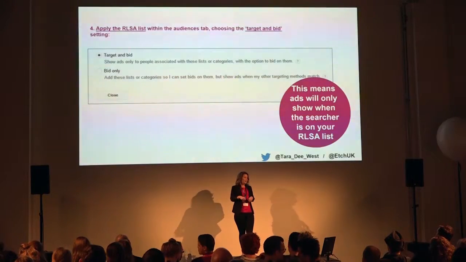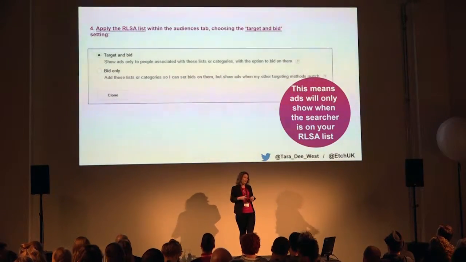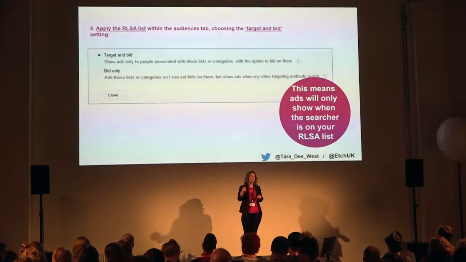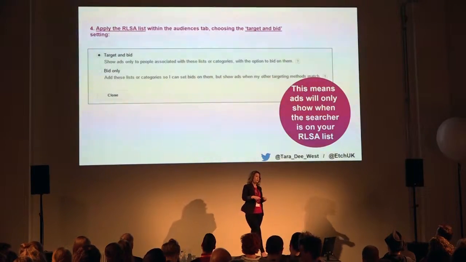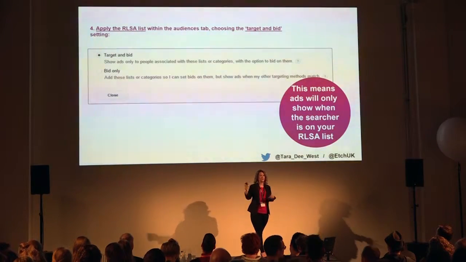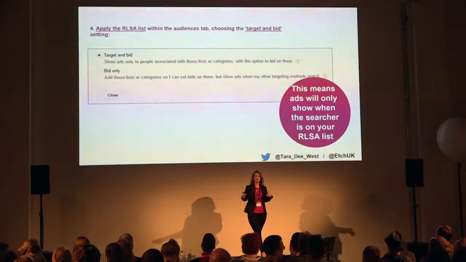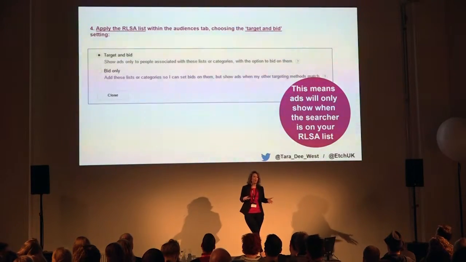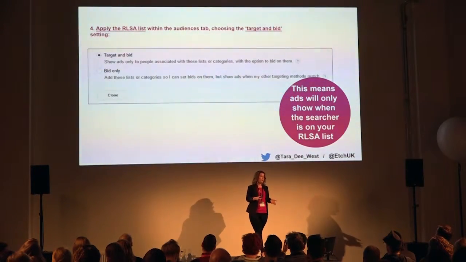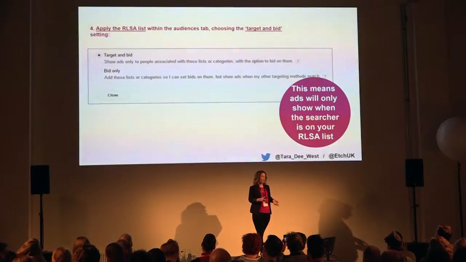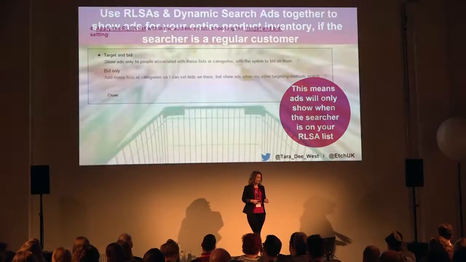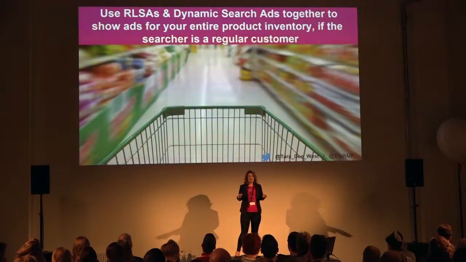So then you apply the list to your campaign you've created. Again, previously, you could only do this at ad group level, which took forever because you had to apply it to all the different ad groups, which is where AdWords Editor saved a ton of time. But you can now apply them at campaign level, so either campaign or ad group level, whichever you prefer. And that's it for that one.